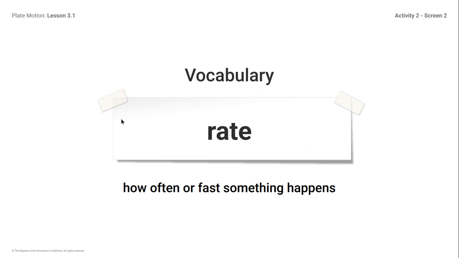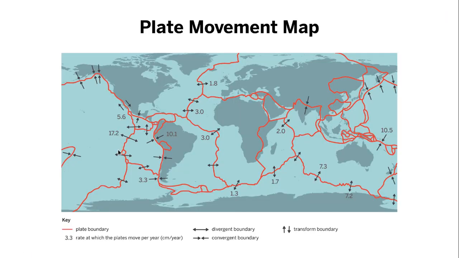You'll also see there's numbers on this map. These numbers represent which rate the plates are moving per year. So these are centimeters per year, and you'll see that they range. We have like 1.7 down here and all the way up to 17.2 centimeters, which is a lot comparatively, right?